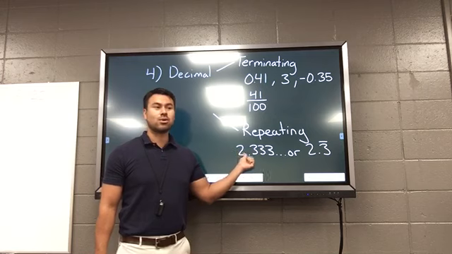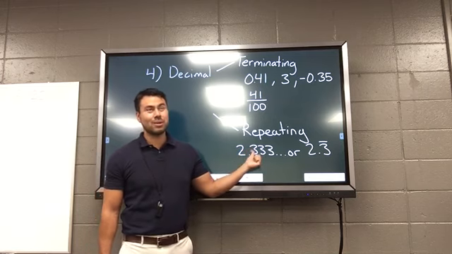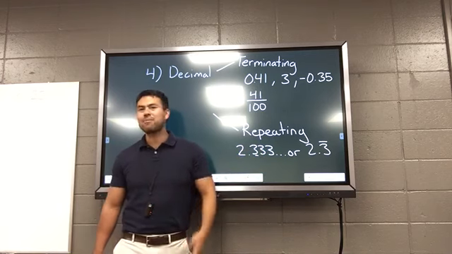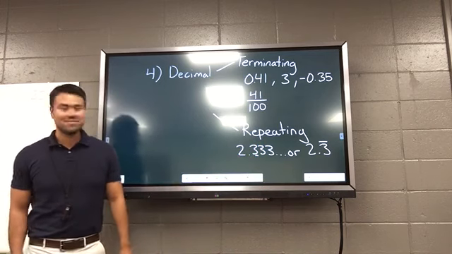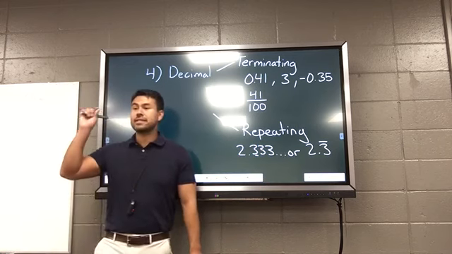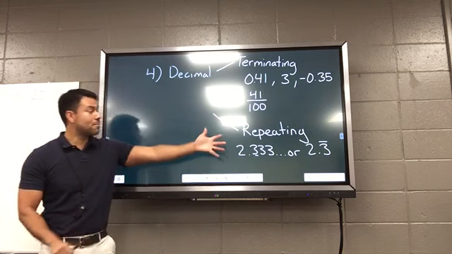Or should I write 2 and 333/1000? Or should I write 2 and 3,333/10,000? I'm confused right now. Okay, yes, sir? Maybe 2 and 3/10 because it's the simplified version? Okay, 2 and 3/10 is super close to the value, but it wouldn't be exact. Therefore, it wouldn't be a rational number.